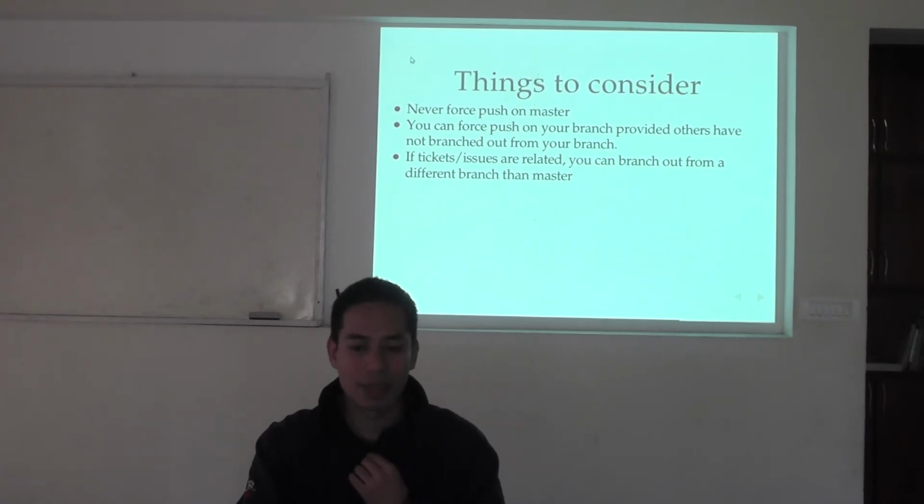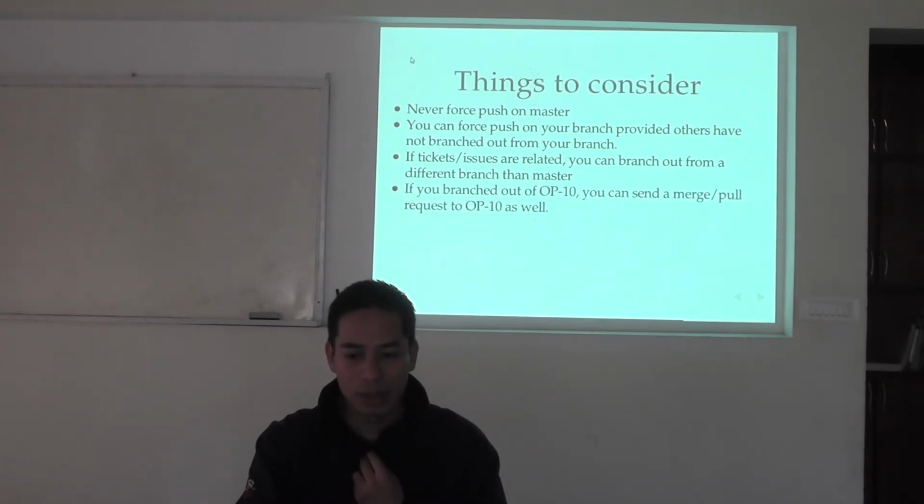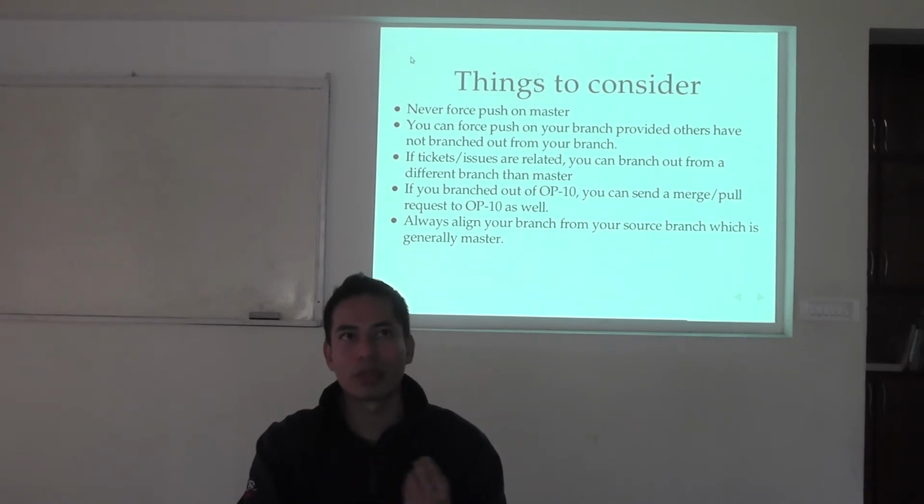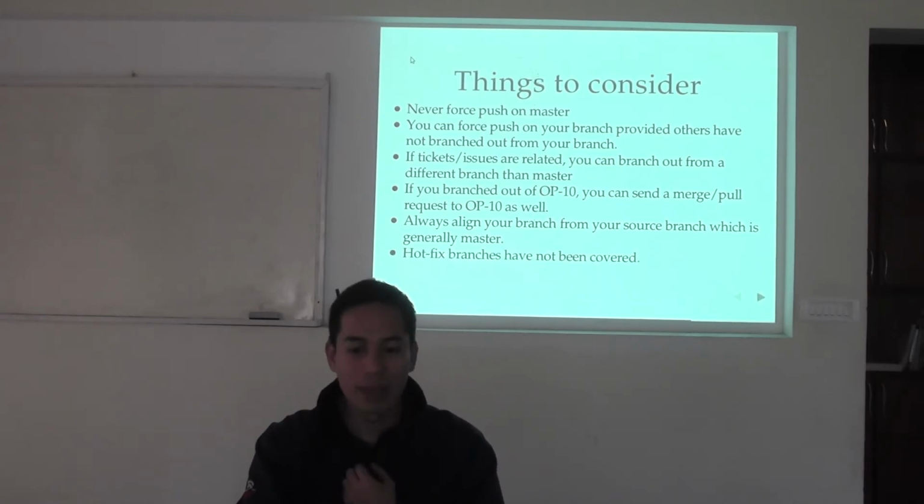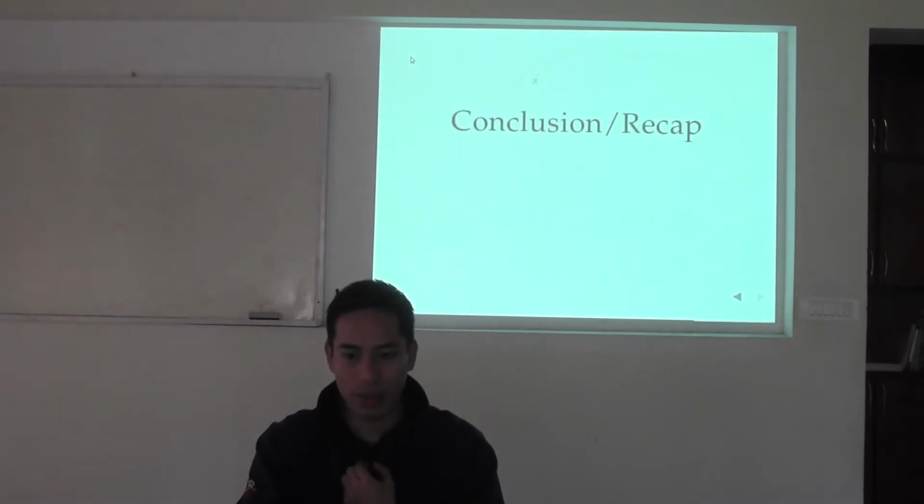And always have tickets related to the branch and branch out from the latest master. Exactly, this is clear. Always align your branch with the source branch, that's master. So let's say if you have been working on a ticket, a card, for 2 days and master has moved ahead, you will need to rebase from master and then only open a merge request. And again, whenever you open a merge request, maximum 2 commits, the best is only 1 commit. I haven't covered hot fixes here, I think that's still fine.